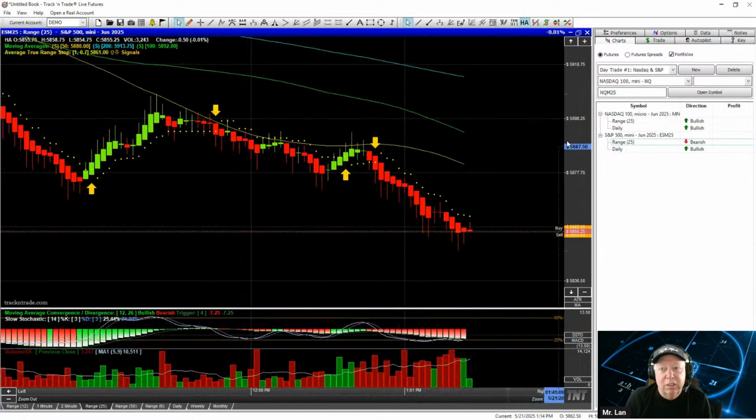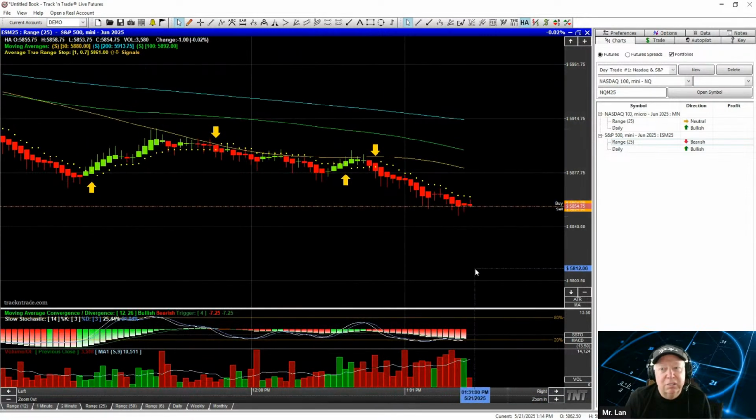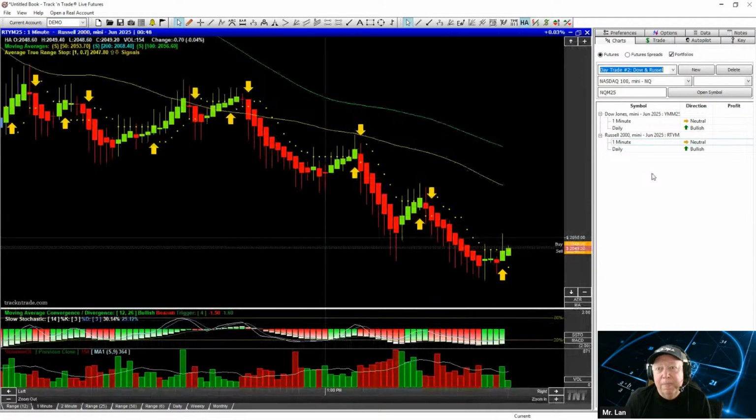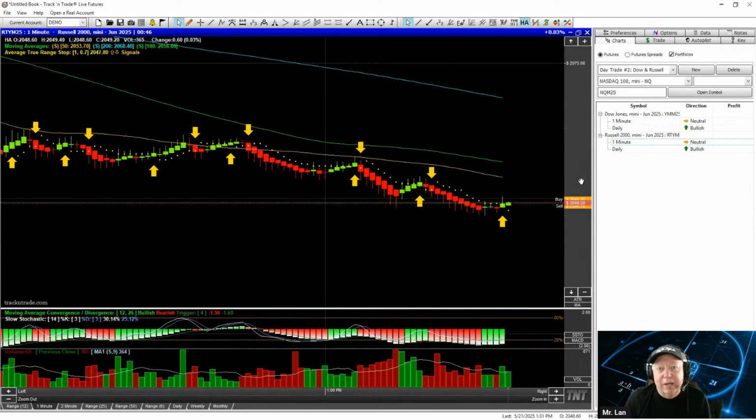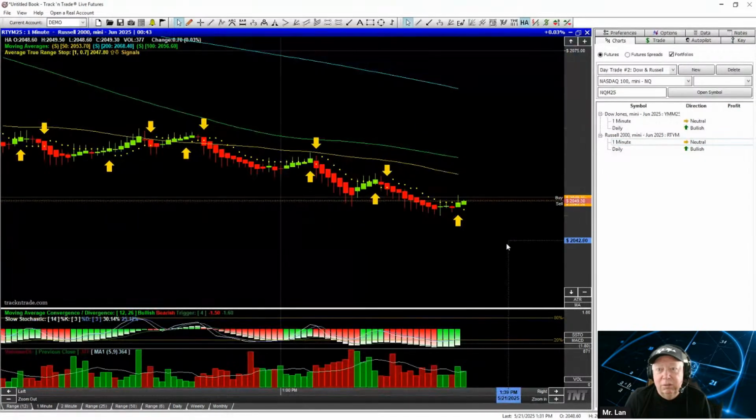S&P's moving. Look at that. It's slower than the NASDAQ by a long ways. That's tired. Look how tired that market is. Let's go to our other portfolio, Dow. So there's Dow. That NASDAQ really rocks and takes off and goes places.